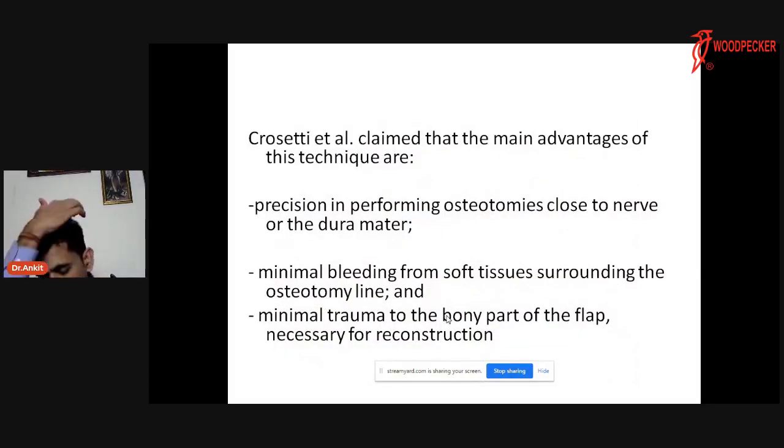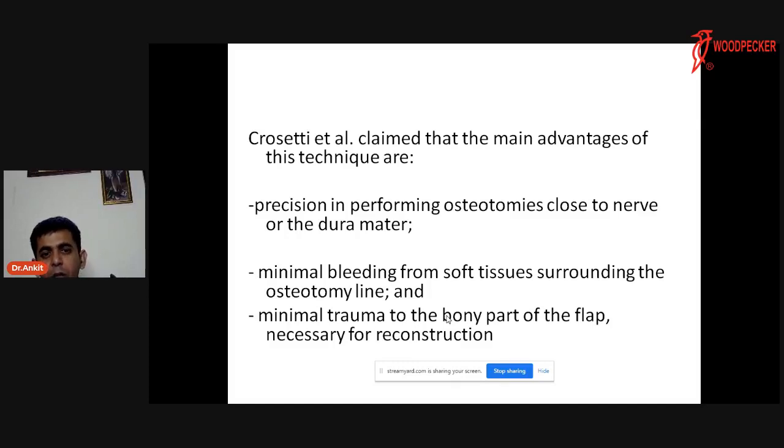So let us come to the end of this webinar or lecture. After doing so many cases, Rossetti claimed that the main advantages of this technique, the nerve lateralization technique using a piezotome, are precision in performing osteotomy close to the nerve or the dura mater, right? Obviously, when we do piezotome surgeries, it is very precise work. We have very thin pencil-shaped inserts that allow the osteotomy to work in close proximity to the nerve, without disturbing the nerve, be it the axon or any other structure of the nerve, right?